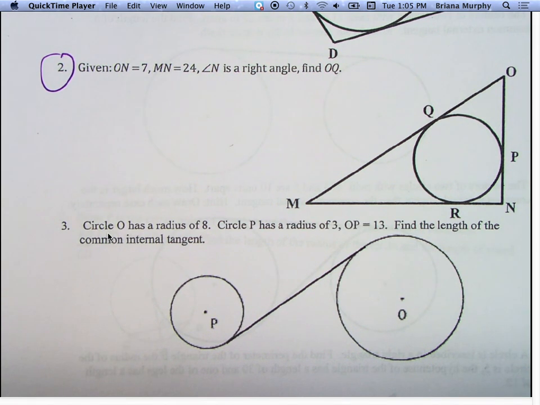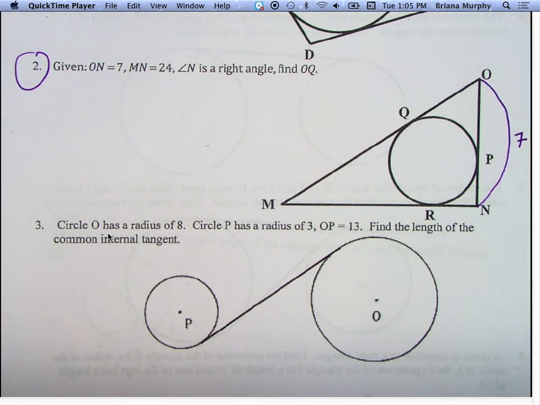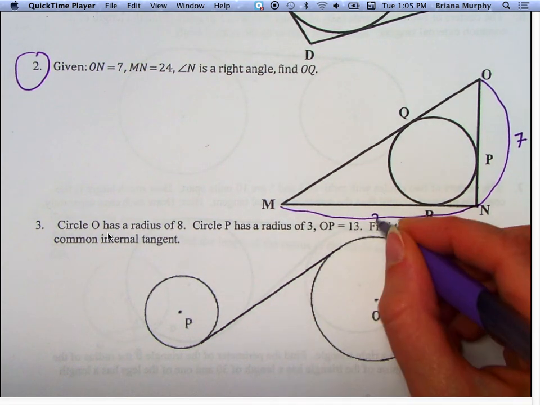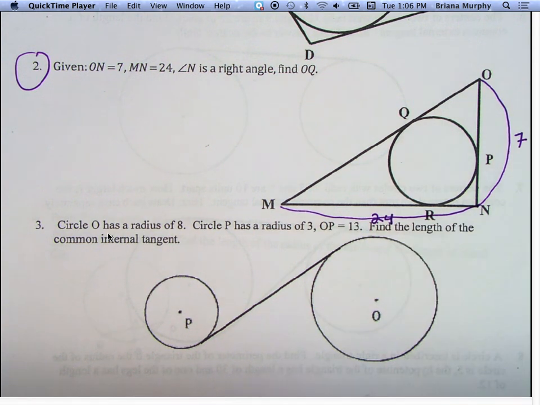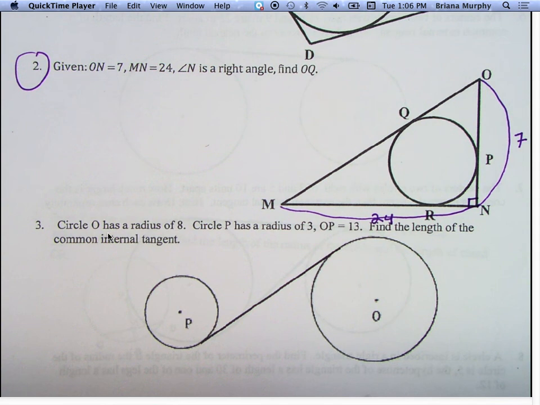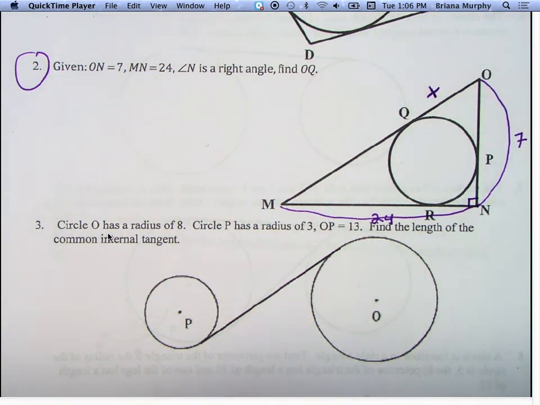So number 2, O to N is 7. This length right here is 7. M to N is 24. This length right here is 24. N is a right angle. I want to find Q to O, so I'm going to put an X right there. Okay.